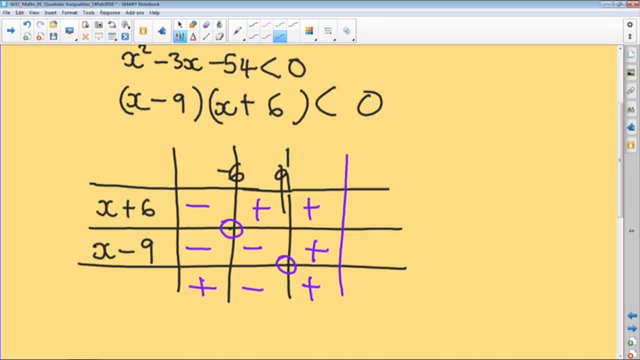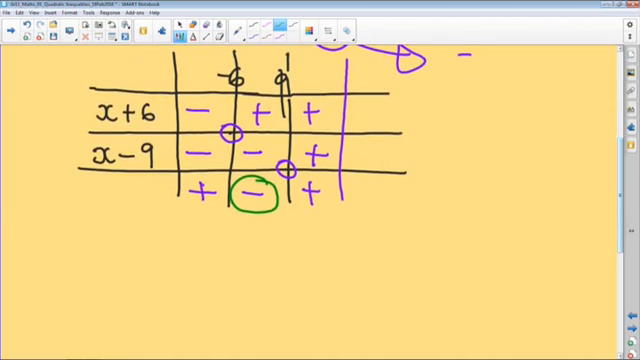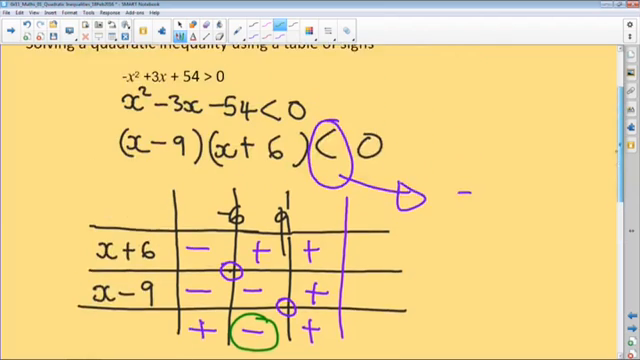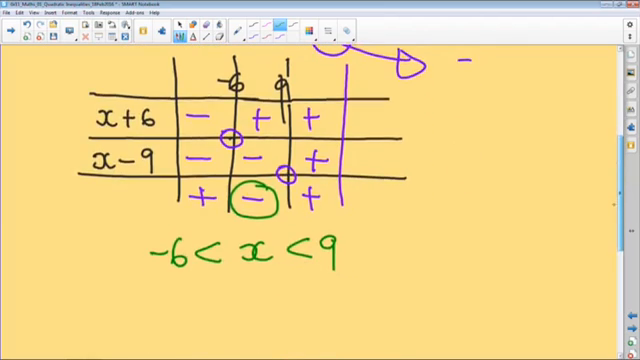Now, guys, again, you come back here, right? Less than, it's a minus, okay? Right? We're looking for a minus. If I find my minus, it's in the middle, right? So I'm reading off my solution. x is between minus 6 and 9, okay? Now, we check that is our solution.